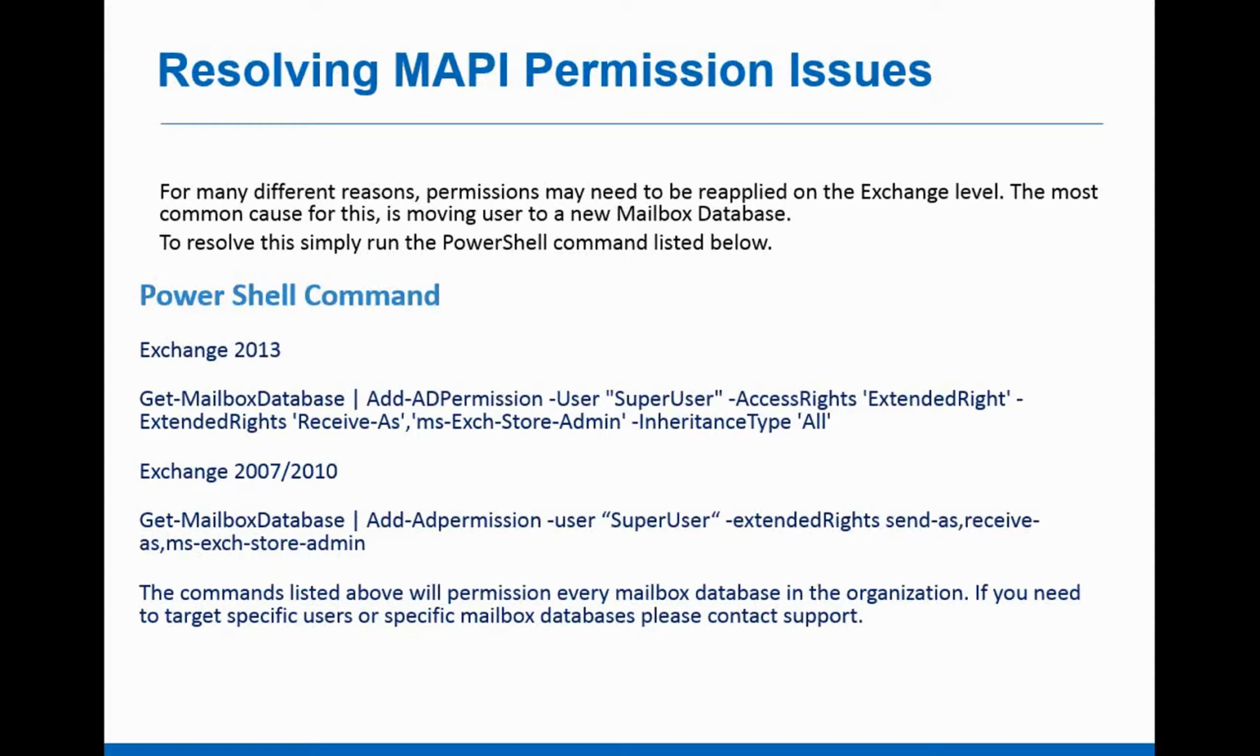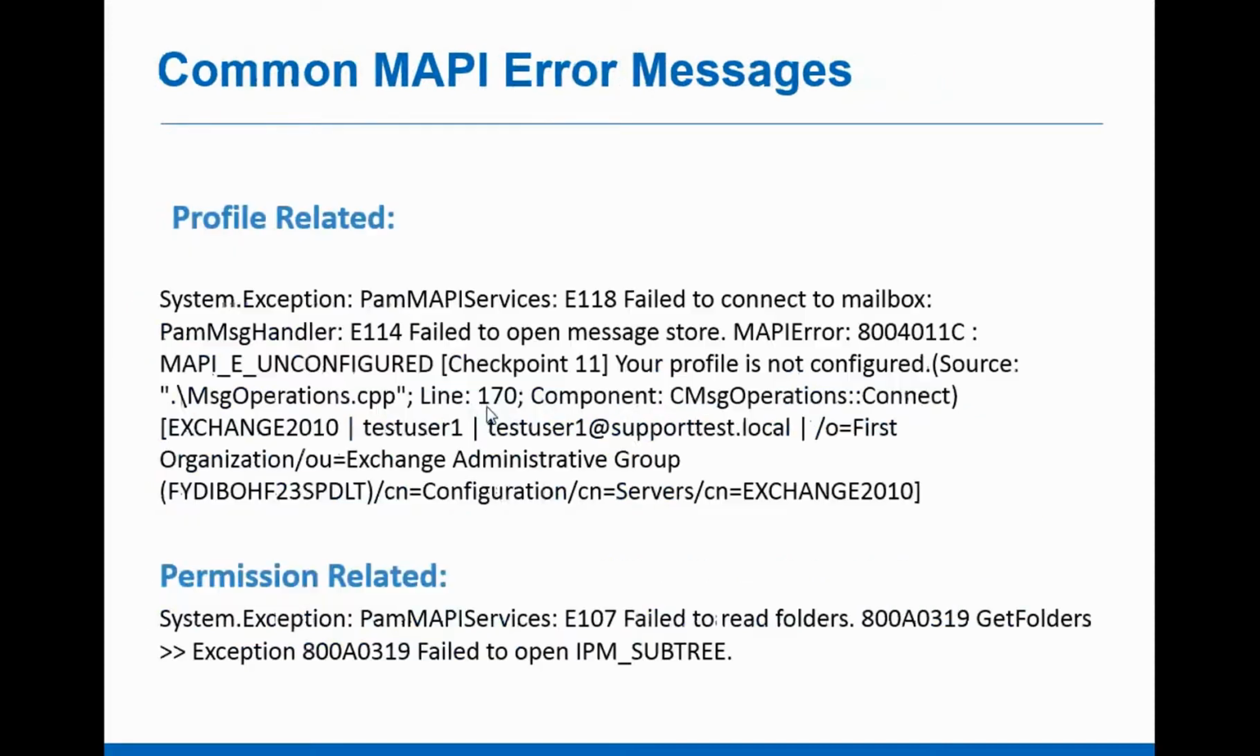We're going to be using an Exchange 2010 environment, so we will only be using the Exchange 2007/2010 command here. We won't be worrying about 2013 at all. And these are the two error messages we're going to see today. Obviously, the top one says that it's profile related. The big indicating factor here is the MAPI unconfigured that's right in the middle of this error message. Permission related, also key here is the failed to open IPM subtree at the very end of the message. These two things signify that it's a MAPI problem or a permission problem.